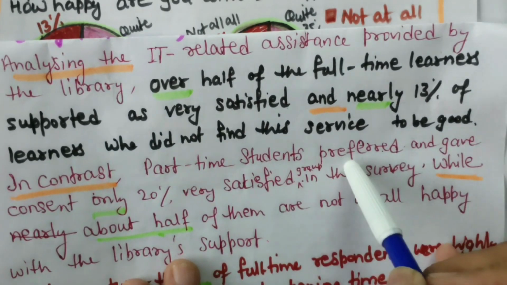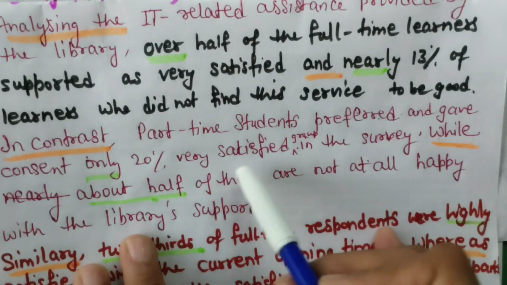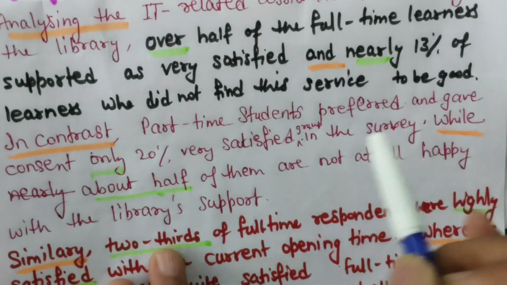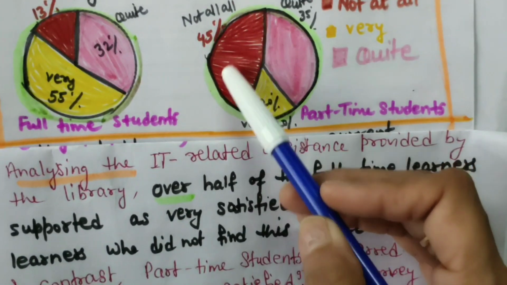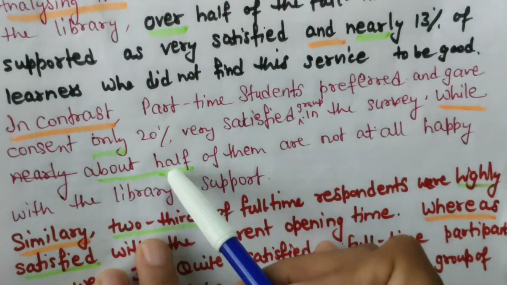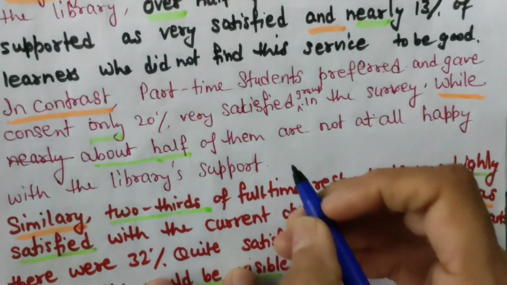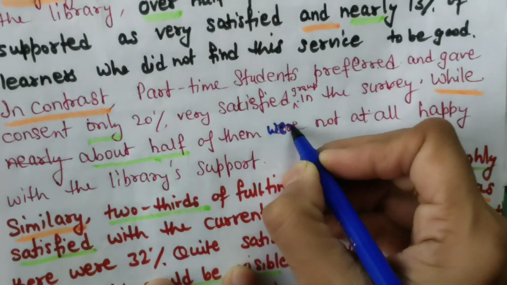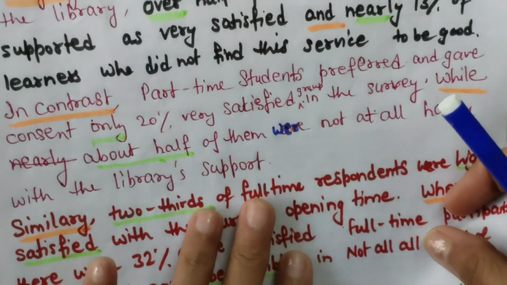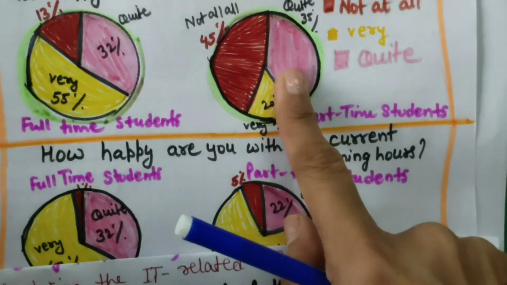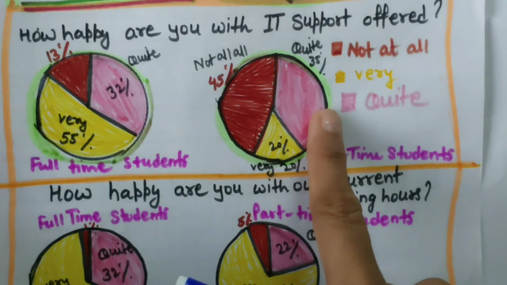In contrast, part-time students gave consent only 20%. See this, 20% gave consent in the very satisfied group in the survey, while about half of them were not at all happy with the library support. About half of them, it is not perfect half, were not at all happy with the library support services, you can write. Okay, so we have written everything about this, but we have not talked about this quite one, this pink one. We will talk about it.